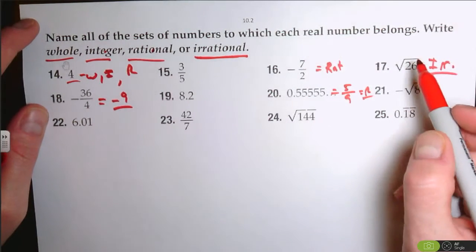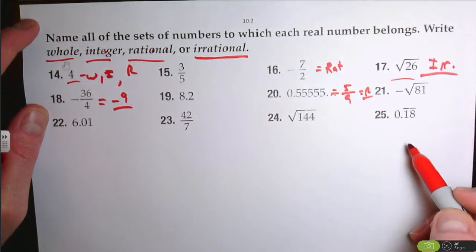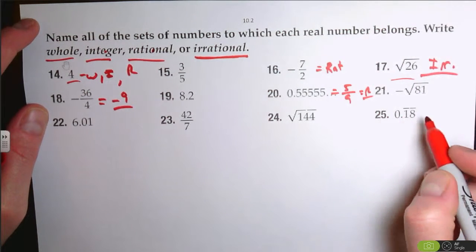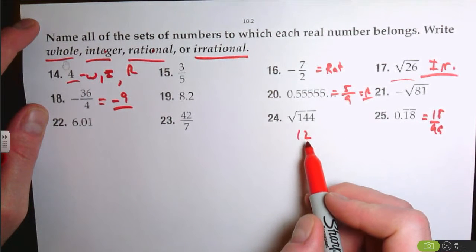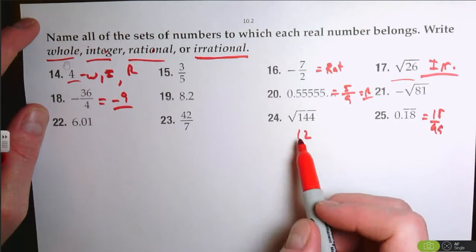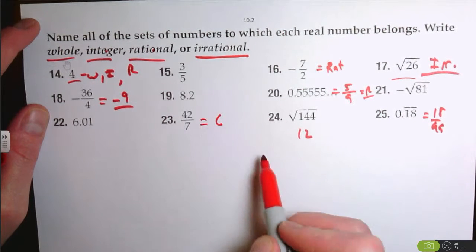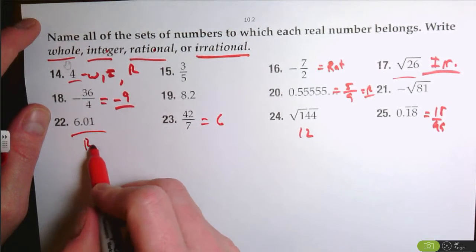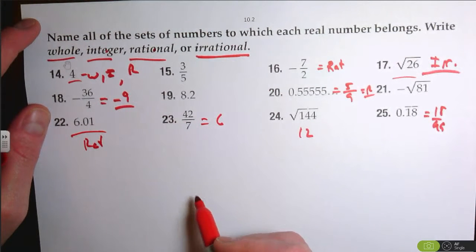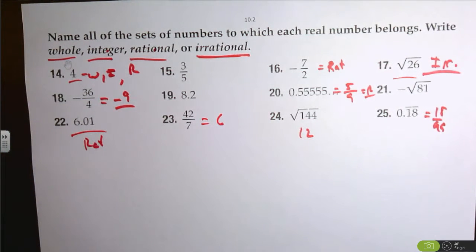Really after that, there's only one that's irrational in the entire assignment. That's 17. This is rational because it's a fraction. It's 18 over 99. This guy here is 12, so he's whole, and that means he's integer and rational. Same thing here. This is 6, so it means it's whole, integer, and rational. This guy's just straight up rational because he's a decimal that terminates.